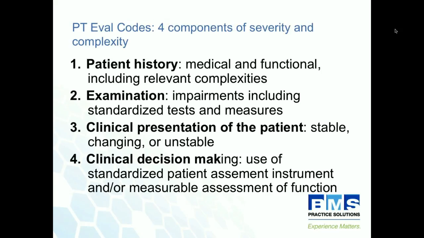So there are 4 components of severity and complexity when it comes to the PT evaluation codes. The patient history, which is the medical and functional history, including any relevant complexities. The examination, which is identification of the impairments, including any standardized tests and measures you do to create a baseline of function. The clinical presentation of the patient, so are they stable, are they changing, or are they unstable? And then clinical decision making, so use of standardized patient assessment instrument and or measurable assessments of function. So we'll go through each of these.